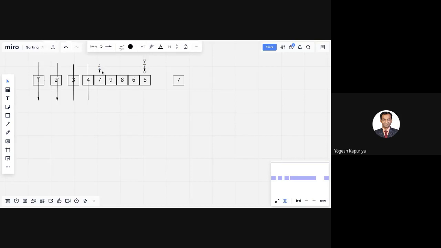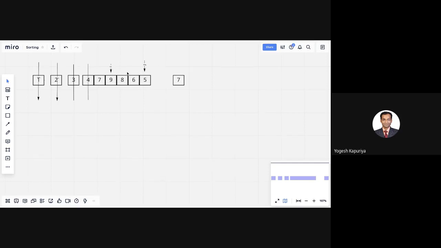I will skip the numbers which are less than or equal to pivot. So 7 is less than or equal to pivot, so that will be skipped. 9 is not less than or equal to pivot, so I stops here. Job of J is to skip those numbers which are greater than pivot. So 5 is not greater than pivot, so J stops here. Now what happens? I stopped, J stopped.